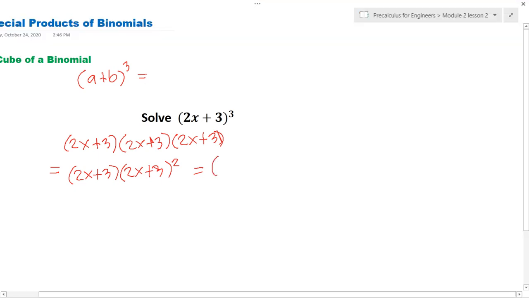So this can be written as (2x + 3) multiplied by square the first term. So we have 4x squared. Then for the second term, multiply 2x and 3, you have 6x. Then multiplied by 2, you have positive 12x. So meron kang positive 12x dyan. Then square the last term. So plus 9.